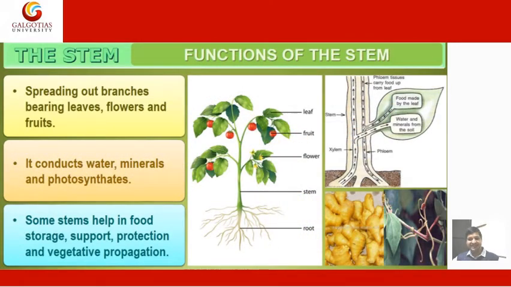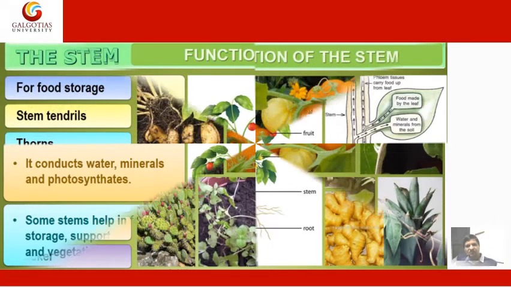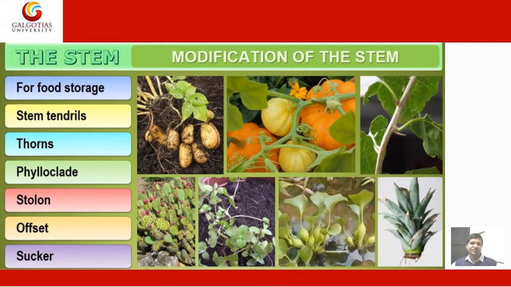Function of the stem: spreading out branches, bearing leaves, flowers, and fruits. It conducts water, minerals, and photosynthates. Some stems help in food storage, support, protection, and vegetative propagation. Modification of the stem: for food storage, stem tendrils, thorn, phylloclade, stolons, offset, and suckers.